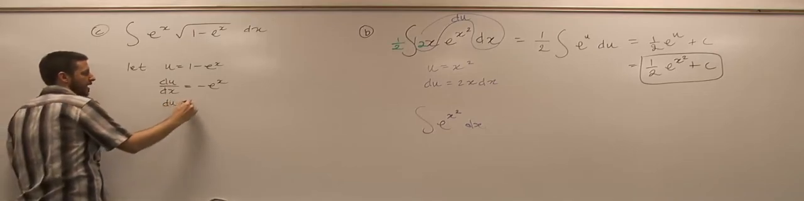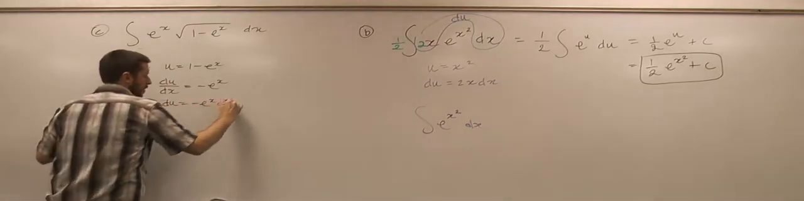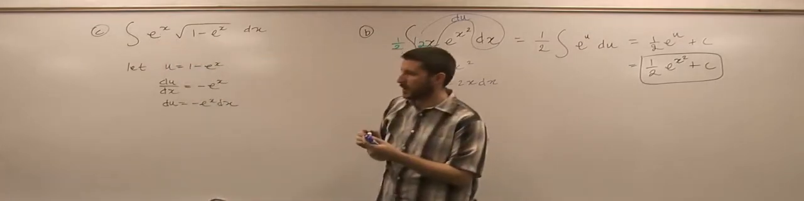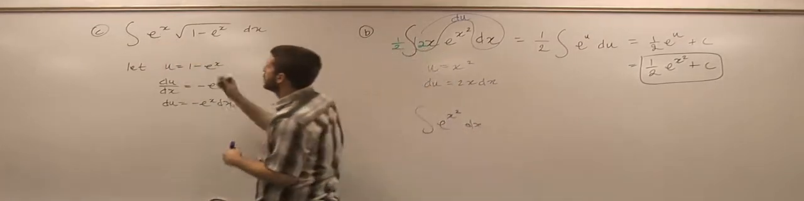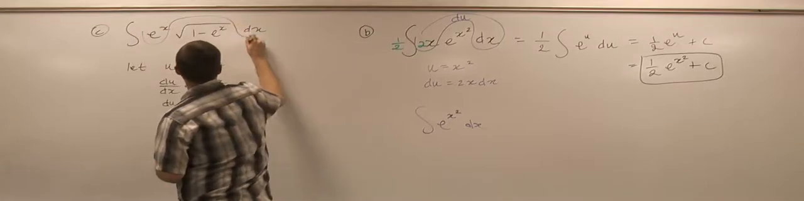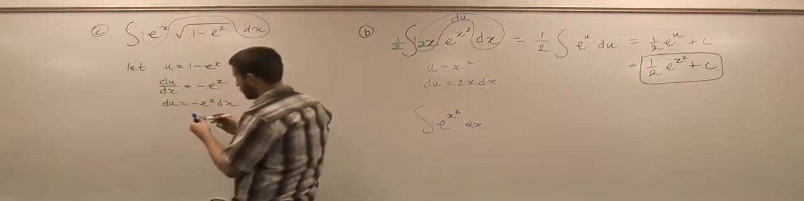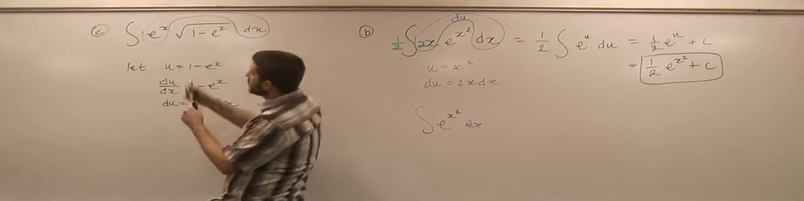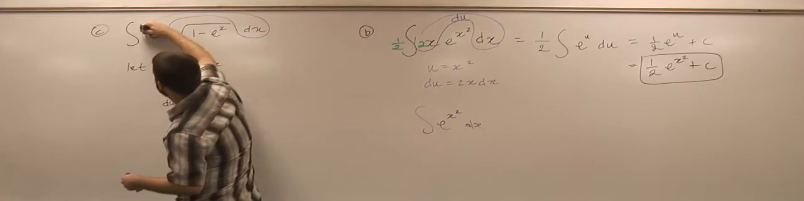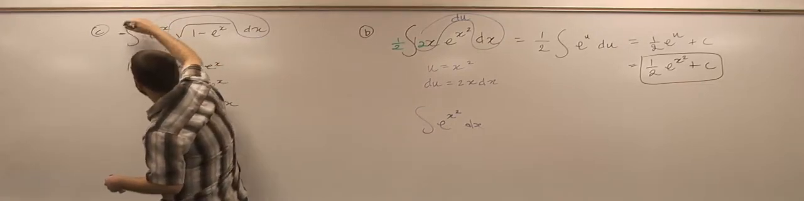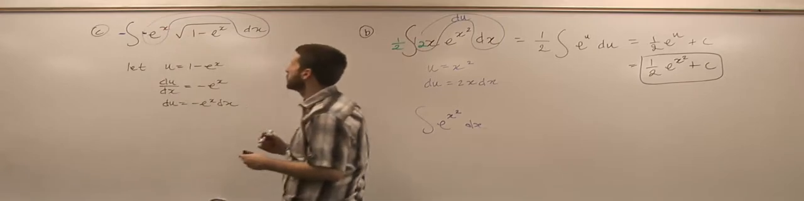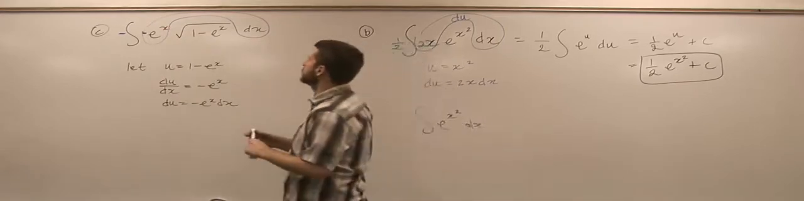So you almost have your du in there, except you're going to need to multiply by a negative, right? To get the exact du, you have to put a negative in front here, which means you get a negative outside. And then this becomes.